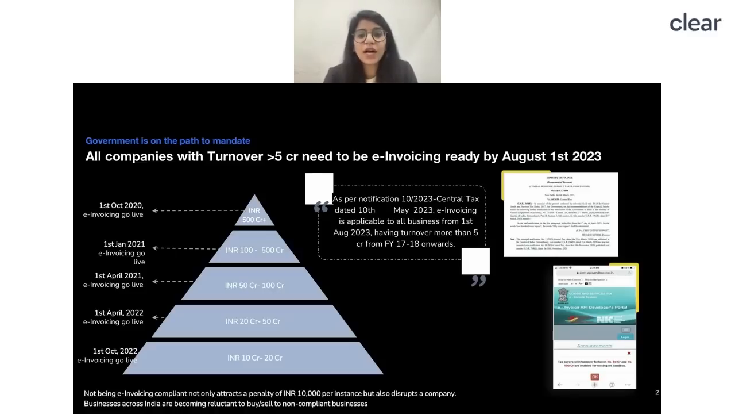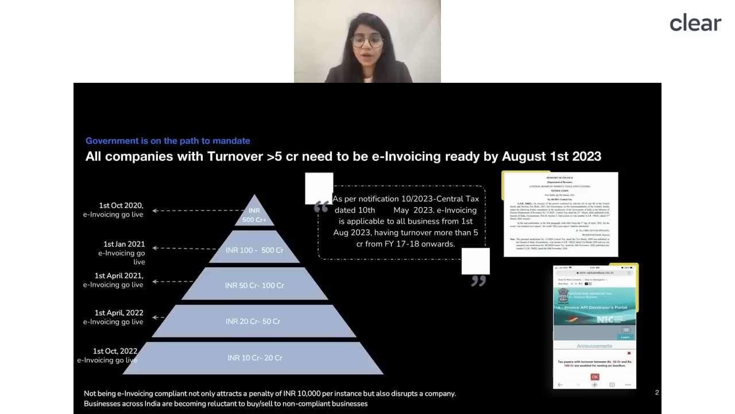You supply to an unregistered person. You have done B2C supplies. You supply to an unregistered person, which means now in this particular case, my customer is not registered. It is also possible, right? I can always supply to an unregistered person. The question is whether that forms part of my aggregate turnover or not.